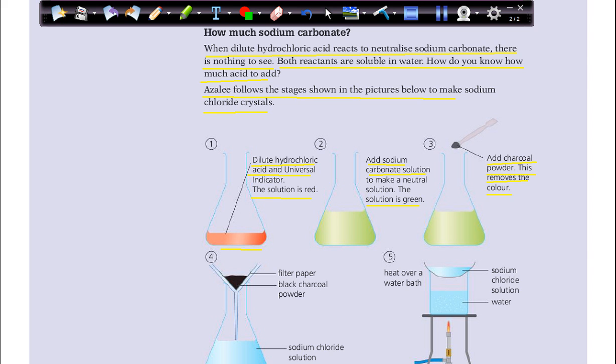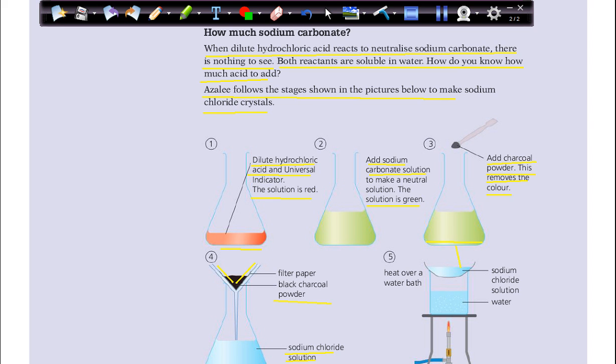And then she started to filter the black charcoal powder, because the charcoal is not soluble, so it will just stay in the bottom of the flask. She put a filter paper here and filtered the solution, because the solution is sodium chloride and water. Then the sodium chloride solution is down here. She started to evaporate it over a water bath, just to evaporate the water, and about half of the quantity of the water is evaporated.